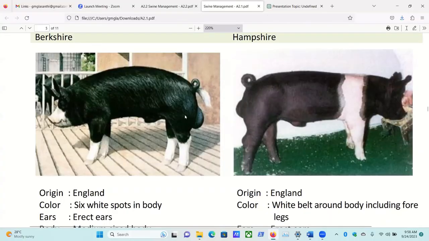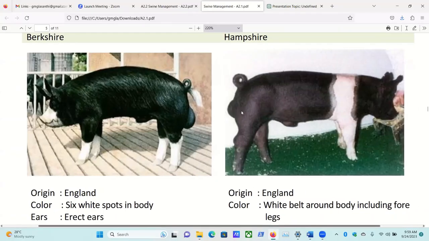So this is Berkshire, as you can see. He has erected ears and there are 6 white markings on the body, with an entire black body. One is there in the snout, here's the snout, 4 markings are there in the legs, and 1 is there in the tail. So he has erected ears.